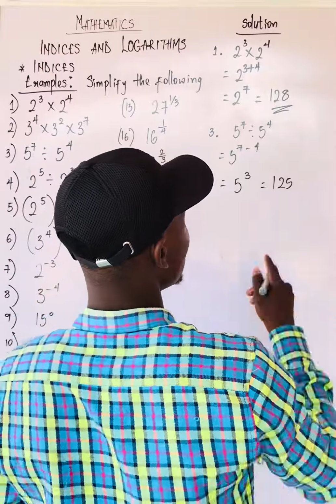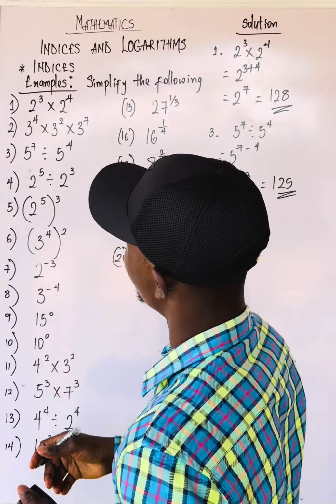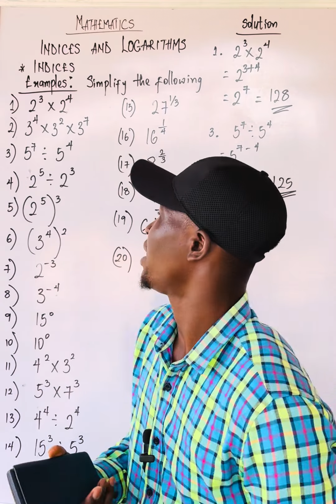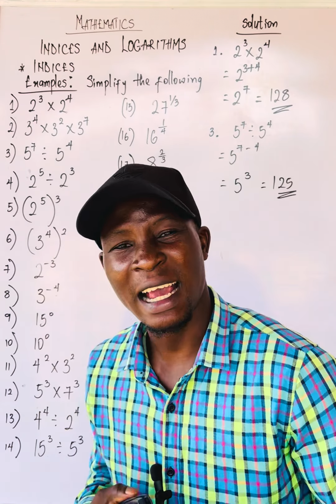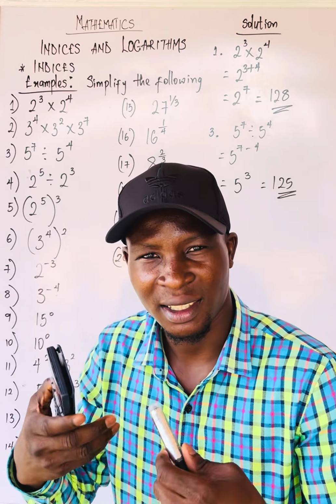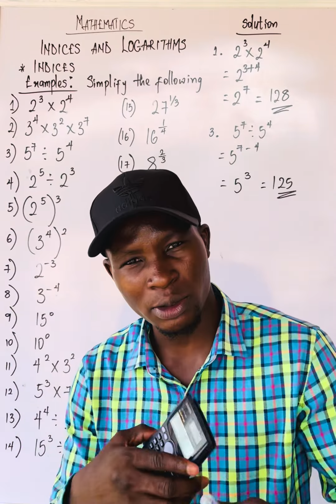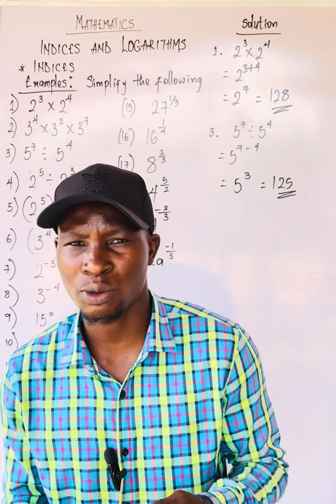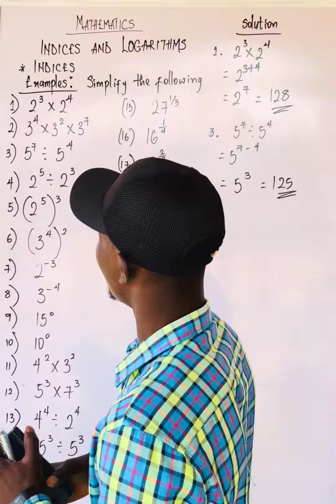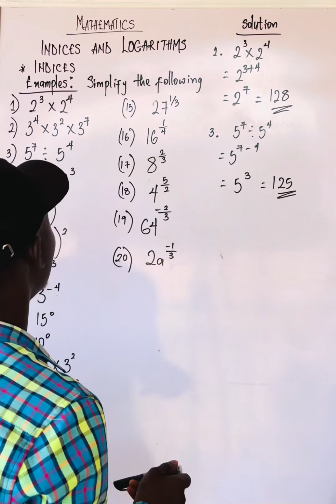Now, try and solve question 4: 2 to the power of 5 divided by 2 to the power of 3. See, that is not hard. I solve one, you solve one. That's just the way we are going to do it. So try and solve it. If you can't solve any of the questions, reach out to me. I'm willing to help. Now, going to question 5.